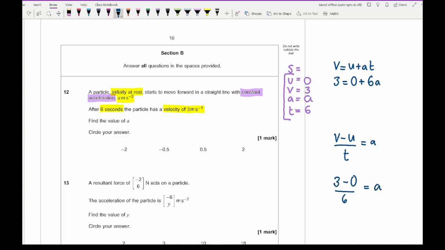We can see that in the first example you would need to do a bit of rearrangement. So 3 is equal to 6a. So 3 divided by 6 is equal to a. And same here, we end up with 3 divided by 6, which is equal to a. Both of those values found are 0.5, which is our correct answer, 0.5.